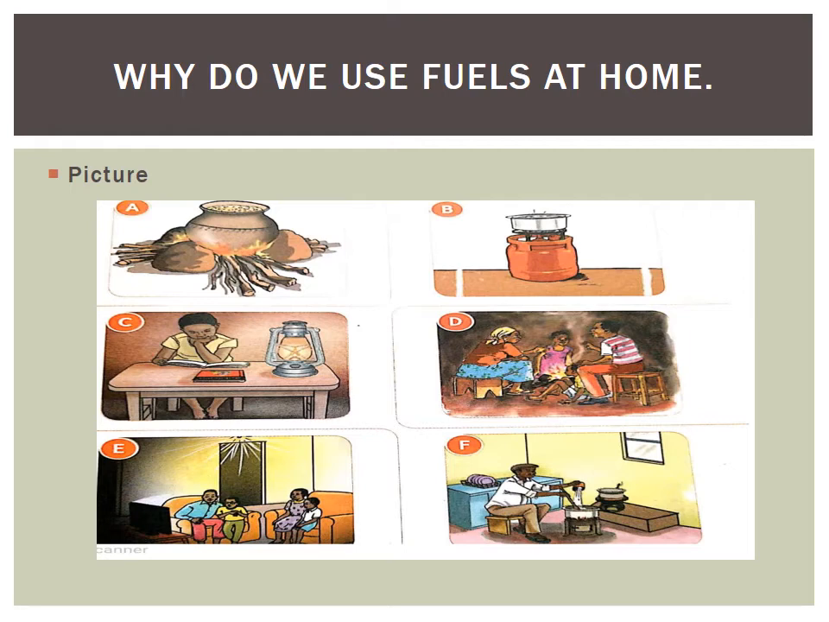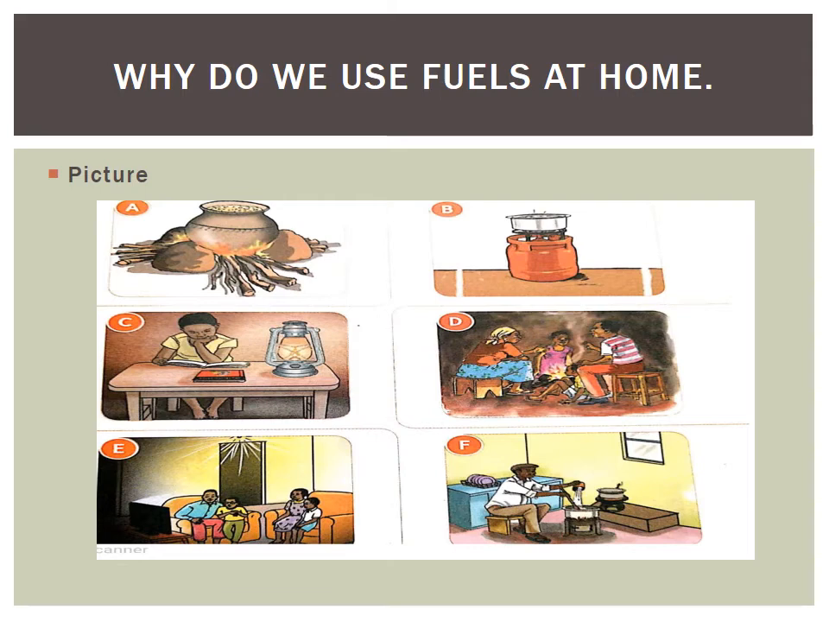Then picture E, we have a family there watching television, and if you look at the picture there, there is light in that room. So electricity is producing light where we have the bulbs there. The house is very clear because there is light there, and again they can watch the TVs there. So electricity will produce light as well as heat, which is used there.